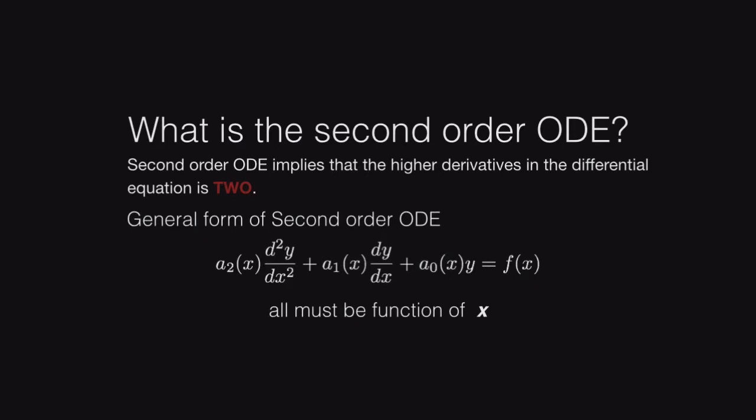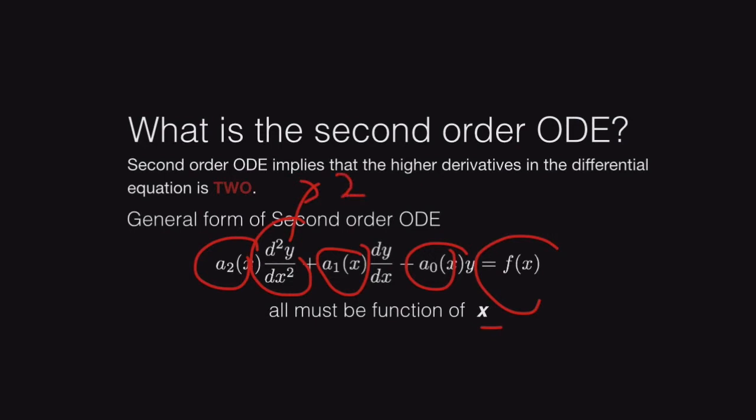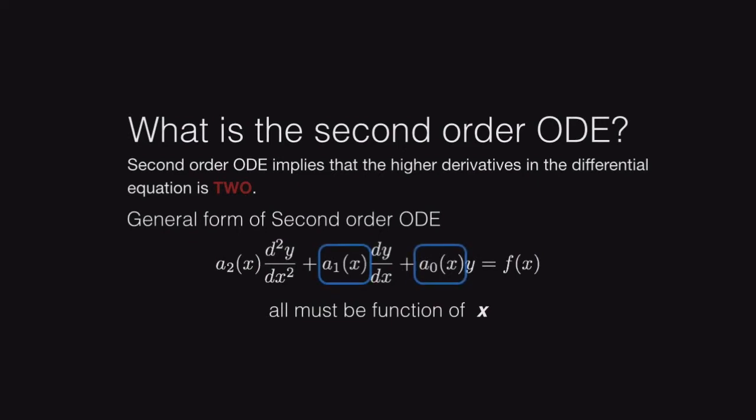Whereby each of the coefficients in front of the derivatives must be a function of x. As long as these are functions of x, and the highest derivative is just 2, then we say this is the second order ODE.